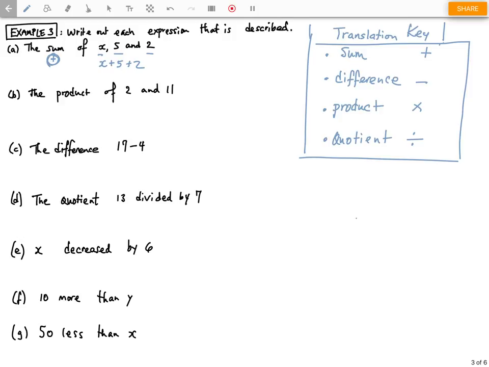The product of 2 and 11, so 3b. The product of 2 and 11. Let's go to the translation key to the upper right in our whiteboard. And product means multiply. So the product of 2 and 11 would be 2 times 11.